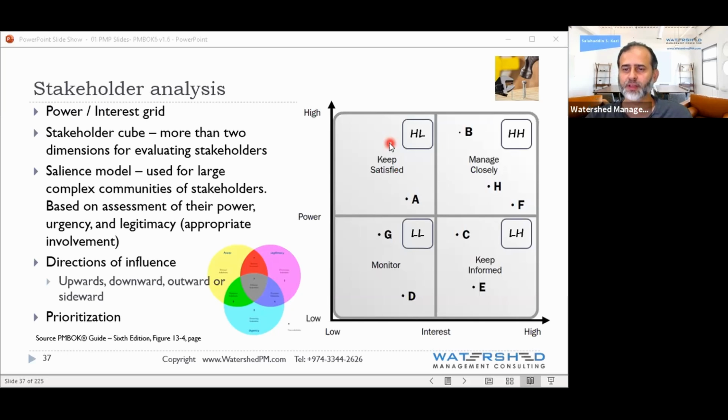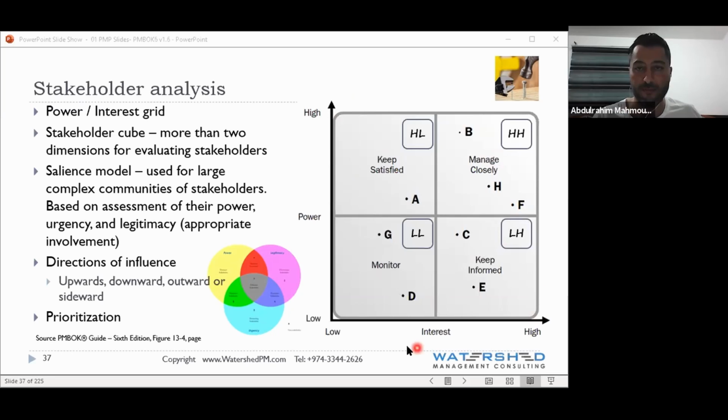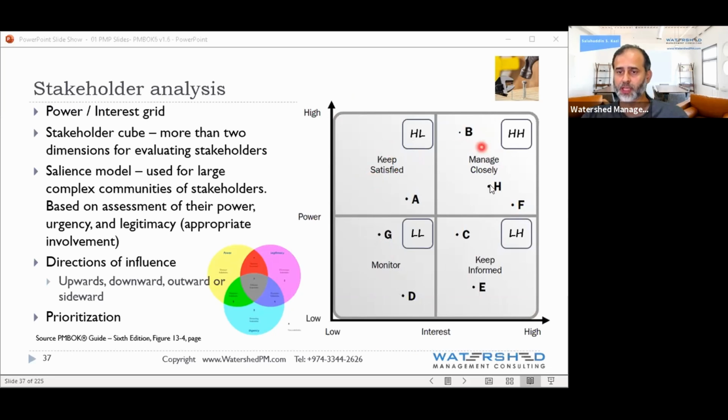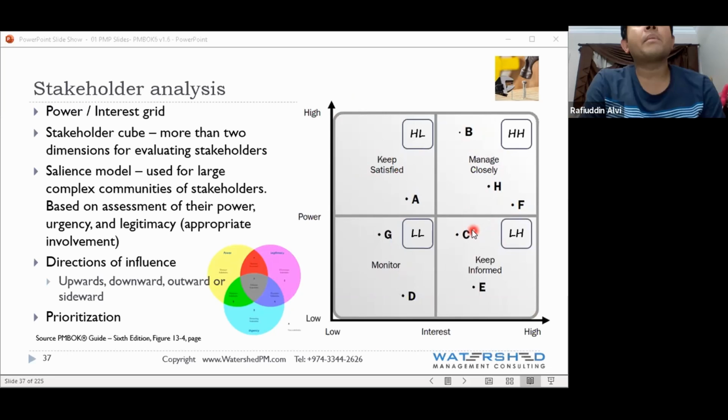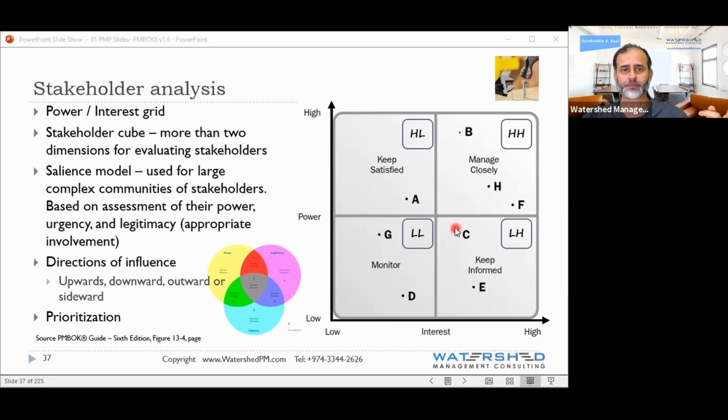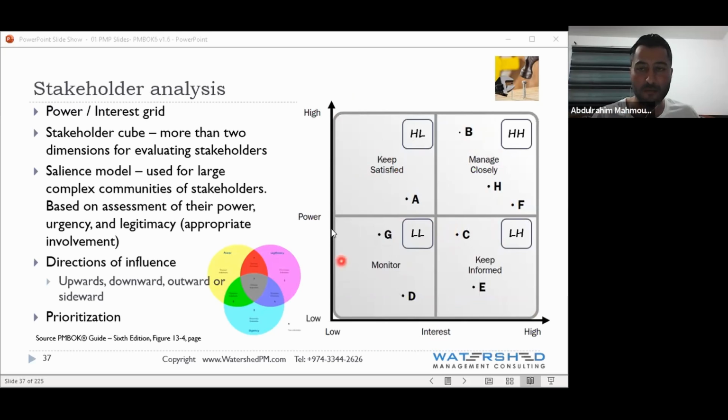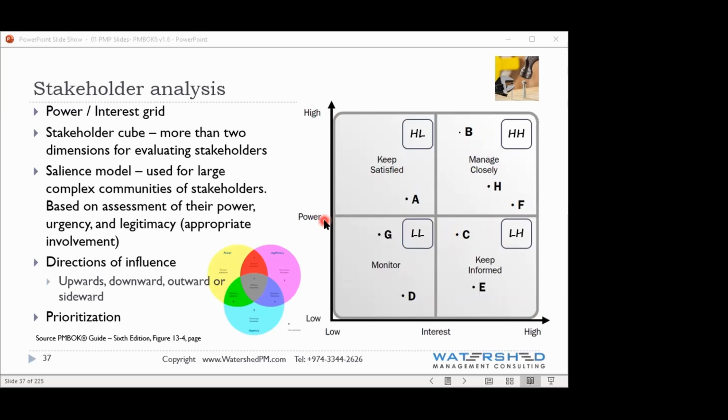Now, here we are using how many parameters in this example, in this process? How many parameters we used? 4. Yeah, these are the 4 quadrants. We came with the 4 quadrants because of how many parameters? 2 parameters. And what are the 2 parameters in our example? High and low. Interest and power. Okay, these are the 2 parameters.